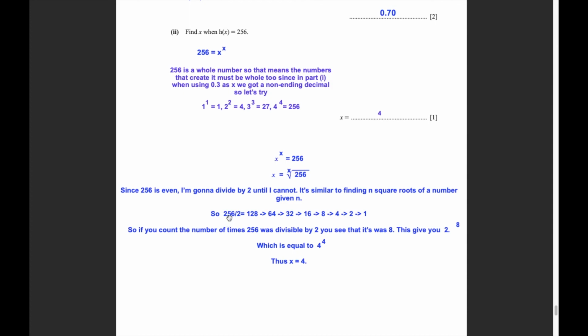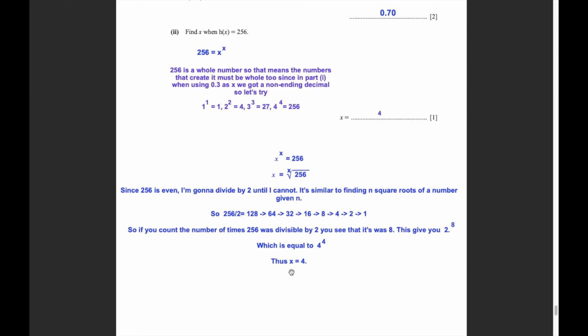So for example, 256 divided by 2, 128. Divide that again by 2, divide by 2, divide by 2, and so on until we got to 1. Okay, so if you count the number of times 256 was divisible by 2, you see that it was 8. So you notice 1, 2, 3, 4, 5, 6, 7, 8. Okay, so that means that it's 2 to the power of 8. If you go 2 times 2 times 2, like 8 times, right? It will give you 256. And they said that 2 to the power of 8 is the same as 4 to the power of 4. And that's how they ended up concluding that x is equal to 4.